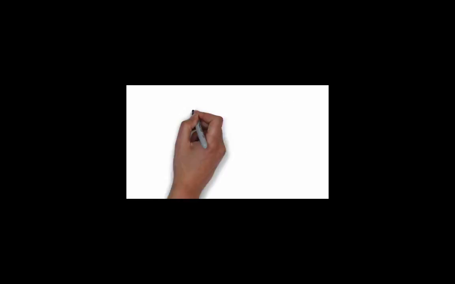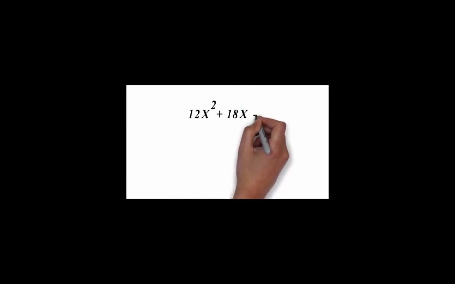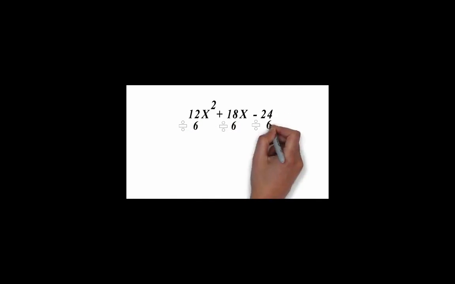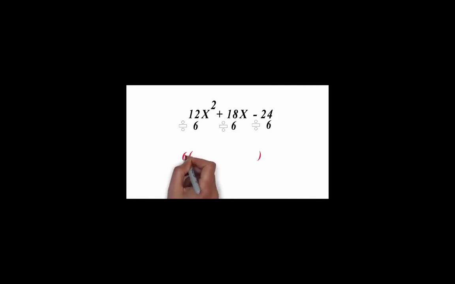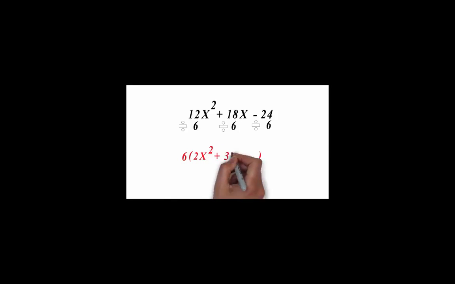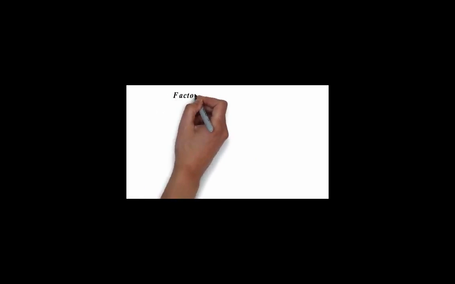Alright, so let's do another quick example. We have 12x squared plus 18x minus 24. Each value can be divided by 6, so let's write out our parentheses. We put the 6 on the outside here, and now we put the expression on the inside with each term having been divided by 6. So our final product looks like 6 times the quantity 2x squared plus 3x minus 4. You can always check your answers by multiplying everything back out. If it is equal to whatever your original expression was, then you're right.